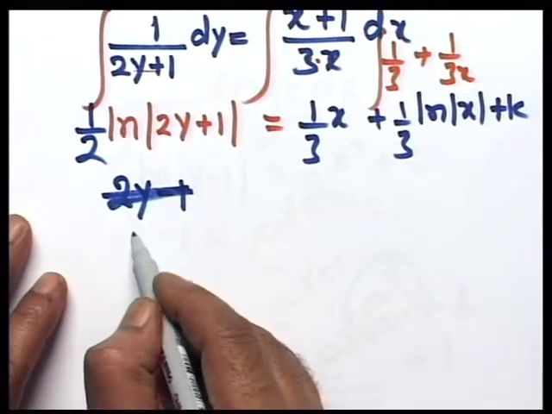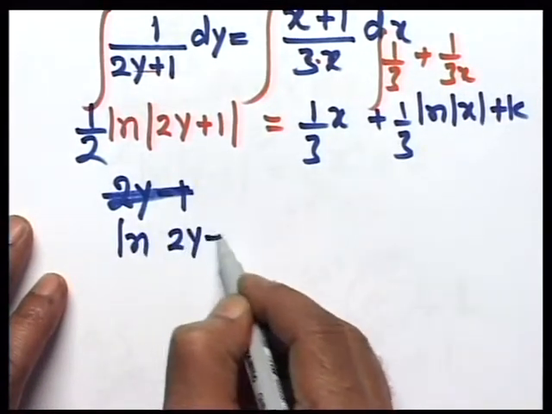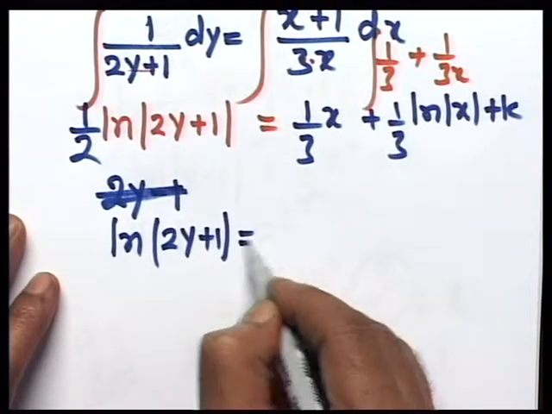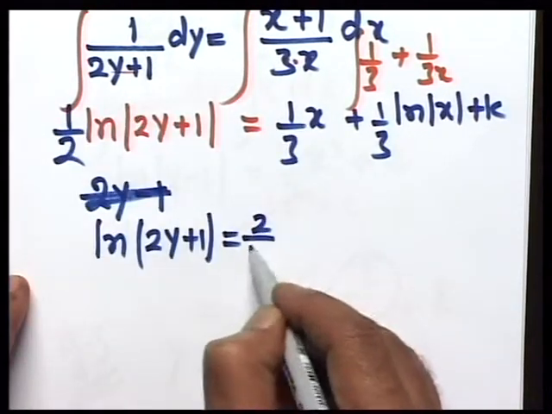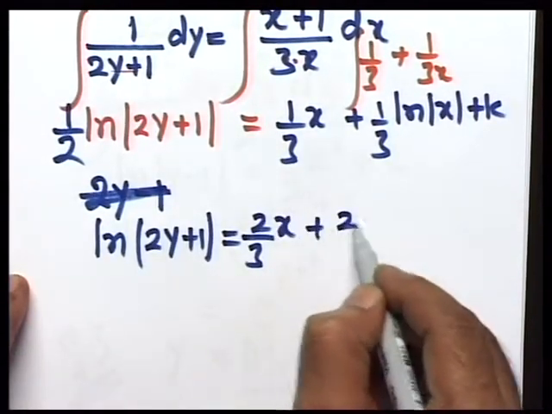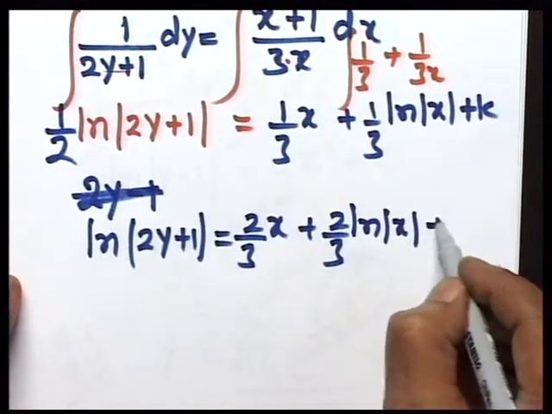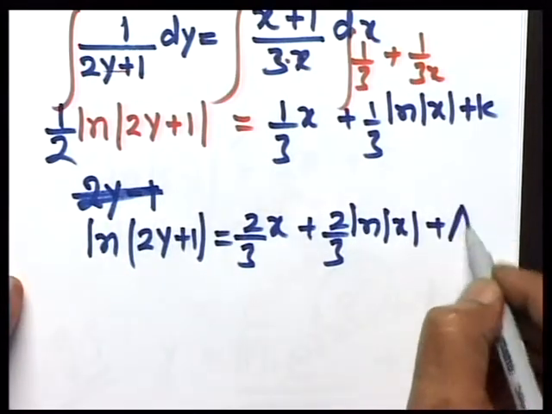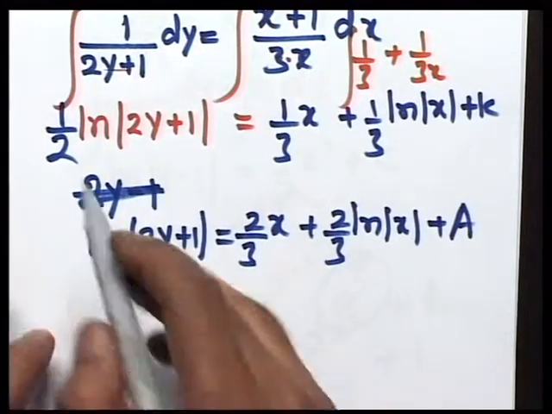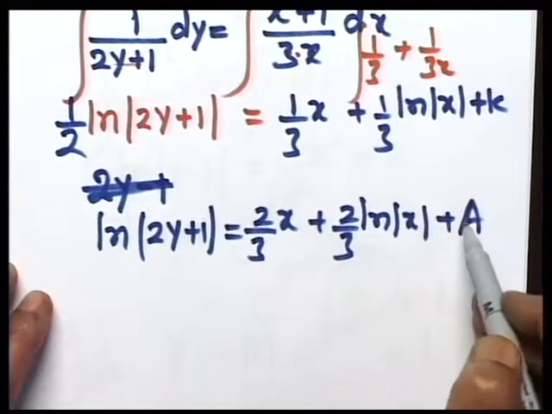So we will have natural log (2y plus 1) is equal to 2/3 of x plus 2/3 of natural log x, okay, and then plus 2 lots of k, so call it a, right? It will change, 2 lots of k, you can call that a.